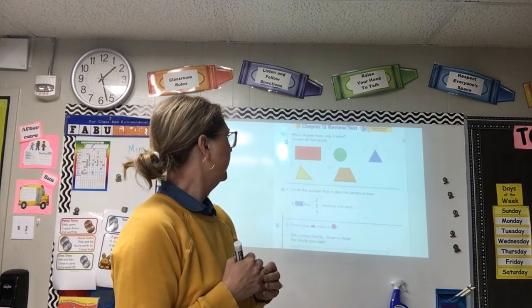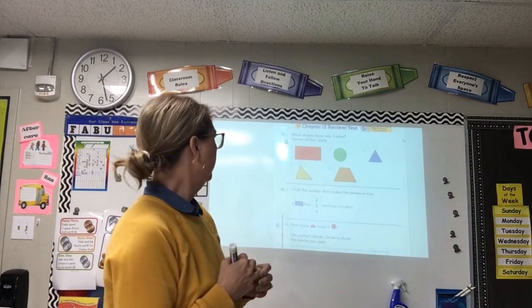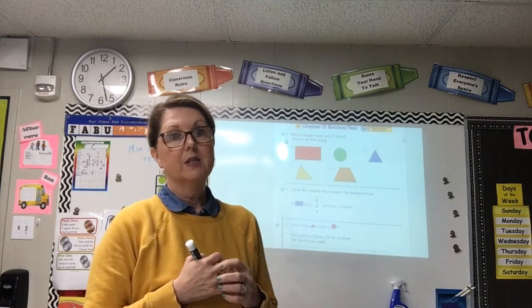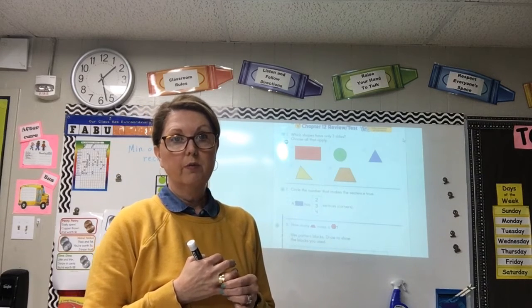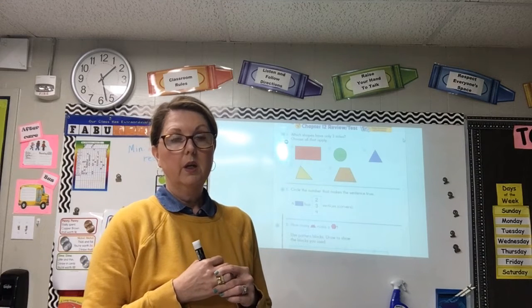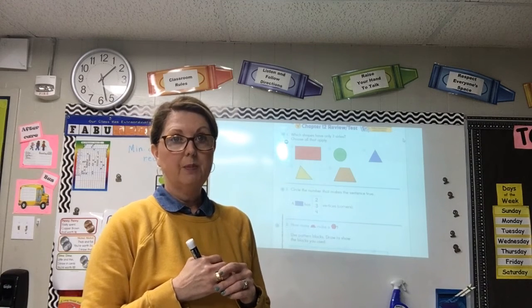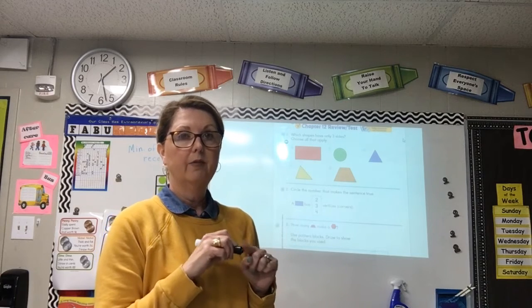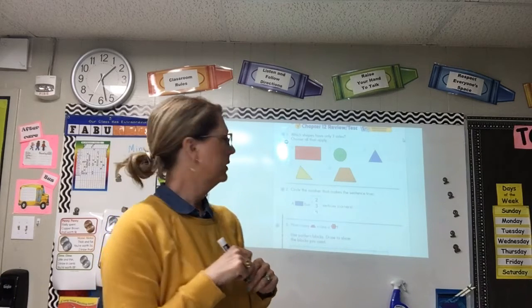Number 2, circle the number that makes the sentence true. A rectangle has blank vertices. Vertices are corners. That's just a big word for corners. We know that the sides of a shape is also the same number of its corners. So rectangles have 4 sides and 4 vertices or corners.